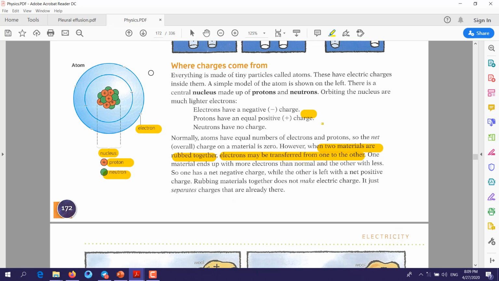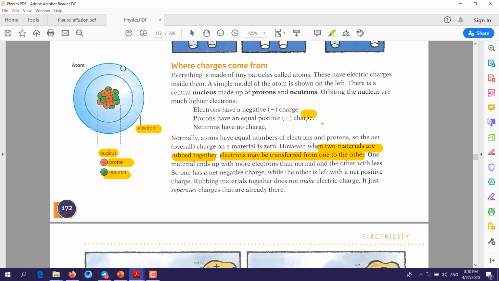Now let's say you have another atom here. Firstly, both of them have no charge because they have an equal number of electrons and protons. But when you rub them together, some of these electrons will transfer from one atom to another. Here, let's say we have 1, 2, 3, 4, 5, 6 electrons and 6 protons, so the total charge is no charge.